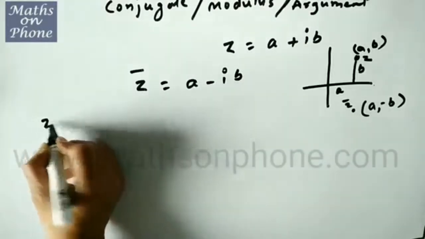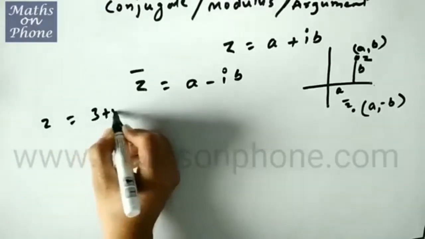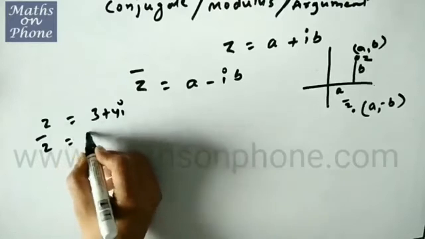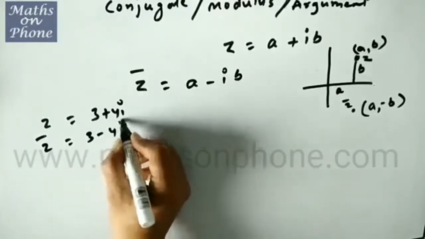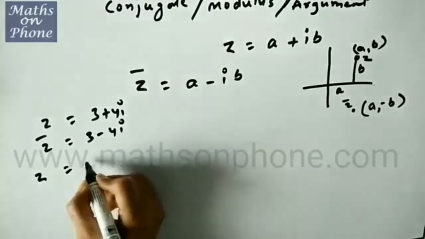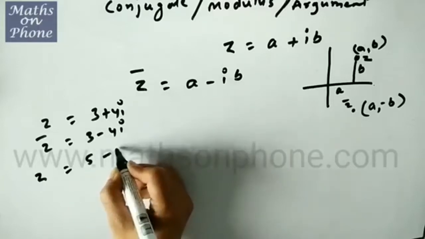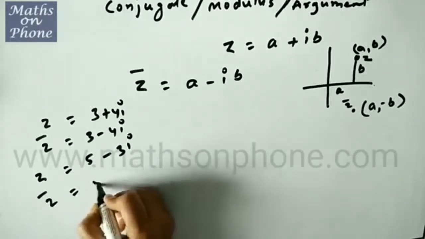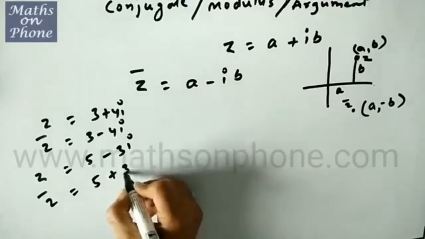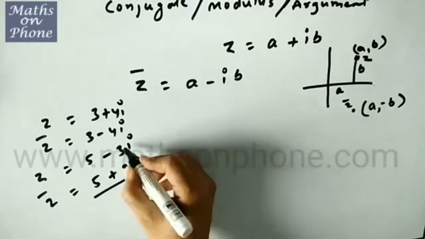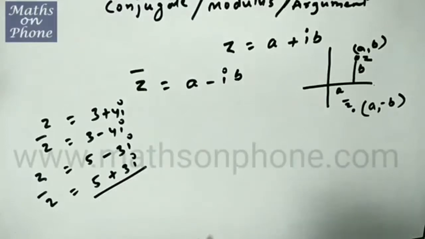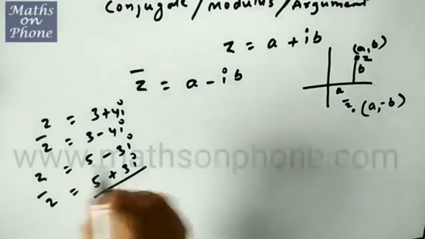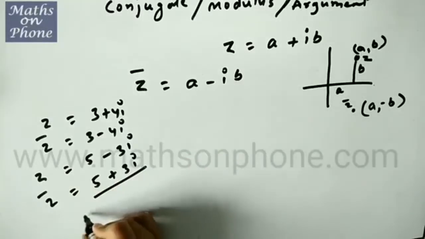So if I say z is equal to 3 plus 4i, what will the conjugate of the complex number be? You will say 3 minus 4i. If I say z is equal to 5 minus 3i, what is the conjugate? You will say 5 plus 3i. So the important thing is that you have to change the sign of the imaginary part only, not that of the real part. One more example I am taking.